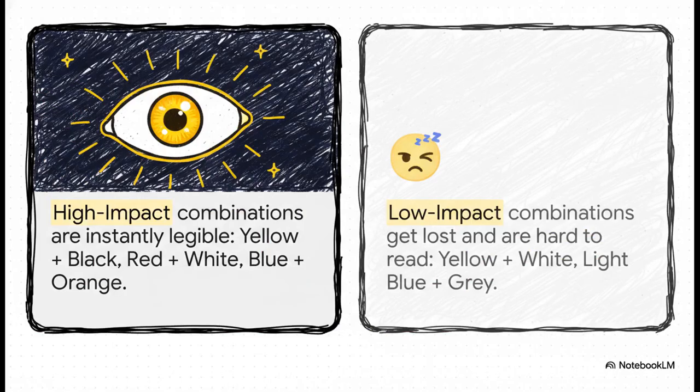Now this is a huge one. Let's talk about contrast. For your text to be readable in a split second as someone's scrolling, it has to stand out. High-impact combinations like yellow on black or red on white are instantly legible. But those low-contrast pairs, like yellow on white, they just get lost in the noise.